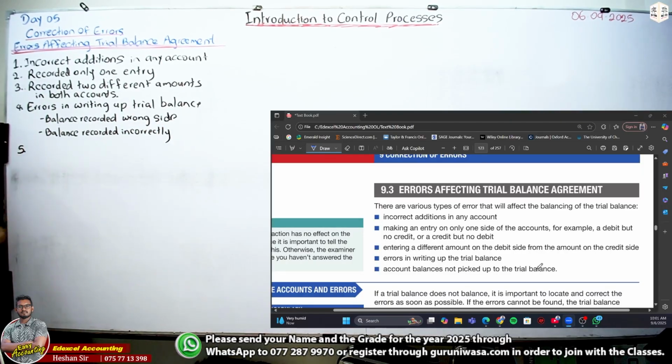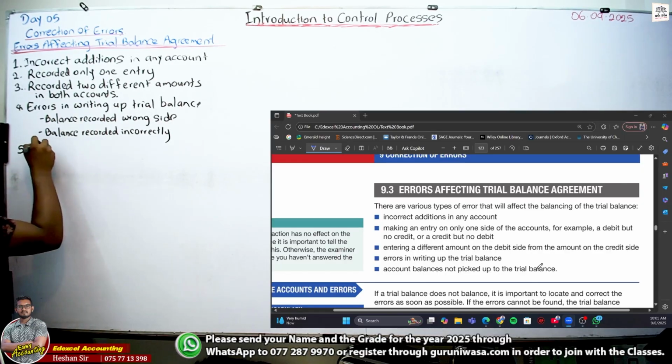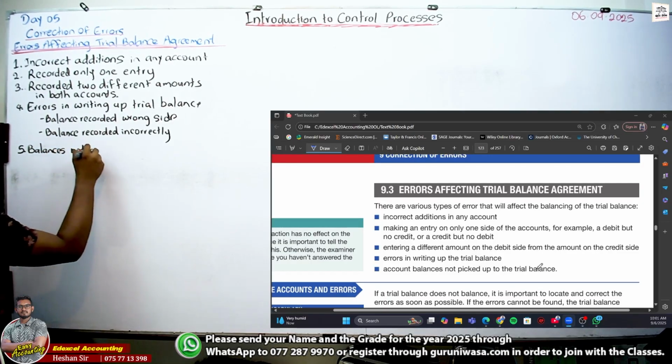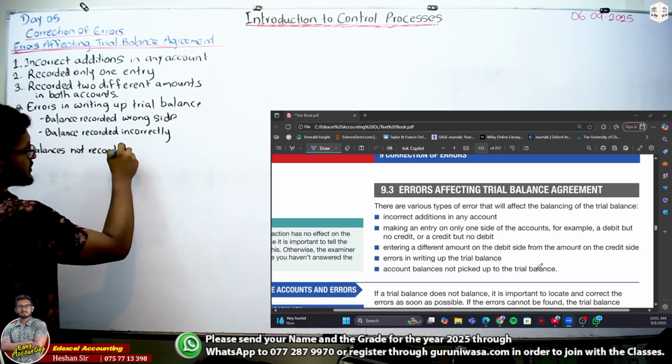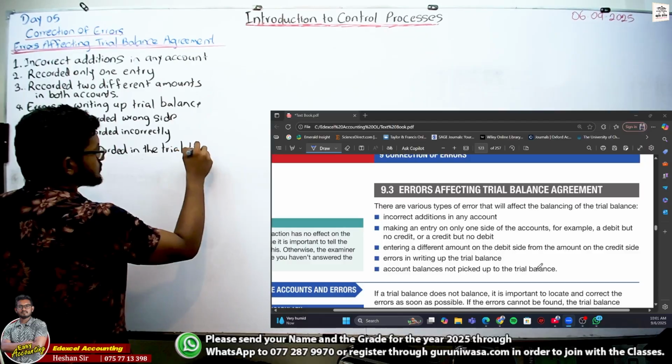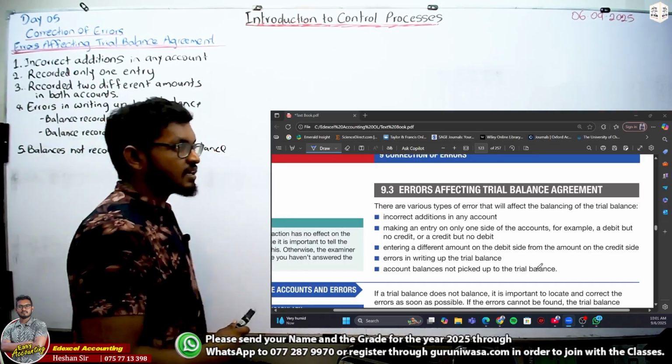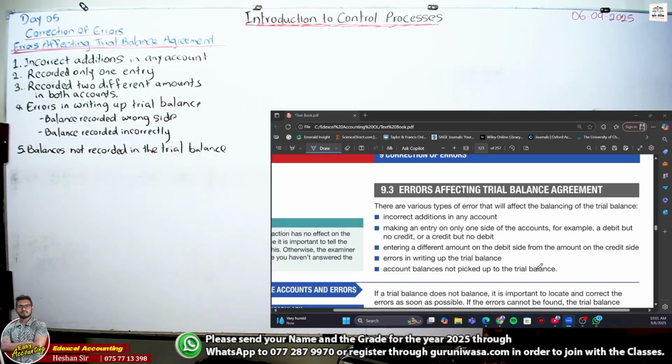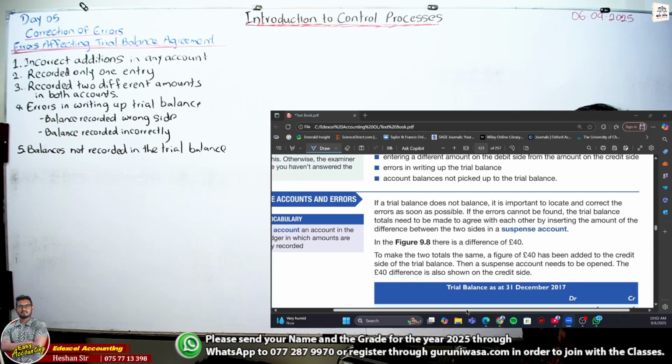Number five, account balance not picked up to the trial balance, which means balances not recorded in the trial balance. Hope it's clear. These are the errors affecting the trial balance agreement, which means the trial balance is not tallied. Write it and raise your hand.